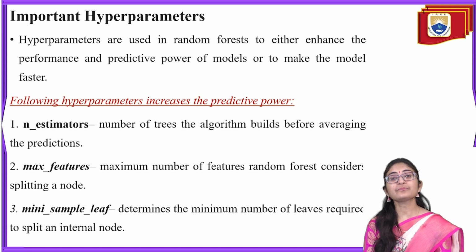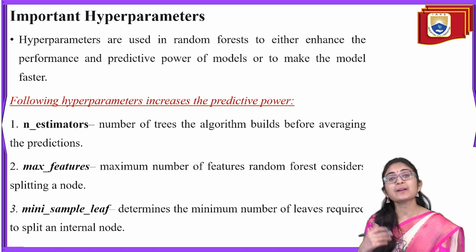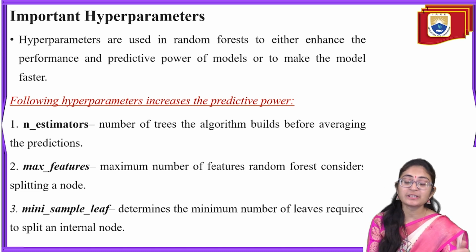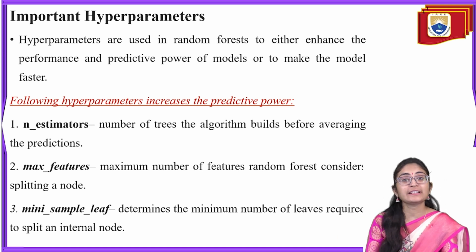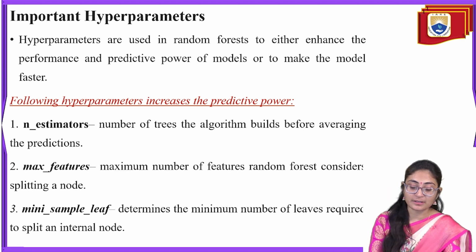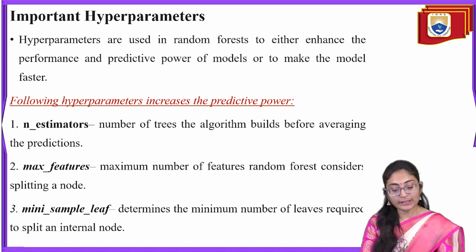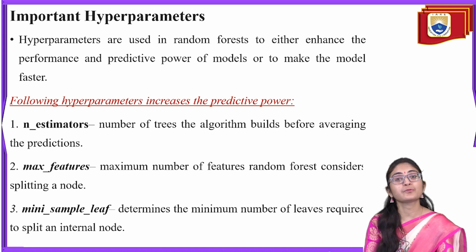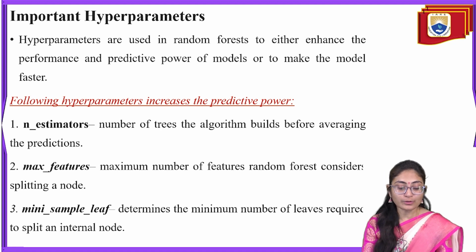Now, there are some important hyperparameters. What do we mean by hyperparameters? Hyperparameters are used in random forest either to enhance the performance and predictive power of models or to make the model faster. By using these hyperparameters, we can make our model faster. Then we can enhance the performance of the model. We can enhance the predictive power of the model. So there are some hyperparameters which increase the predictive power.